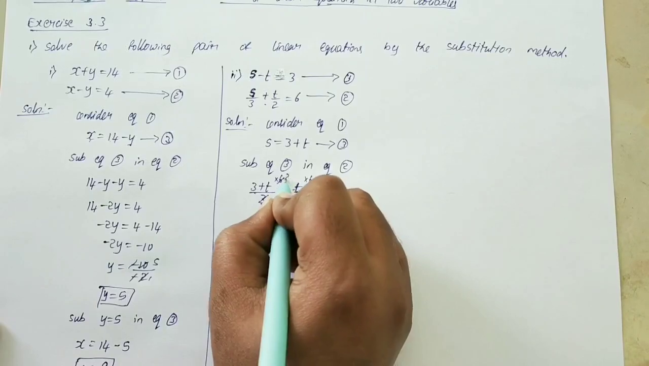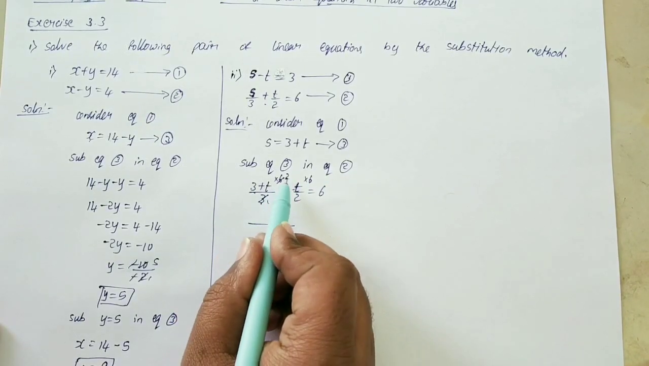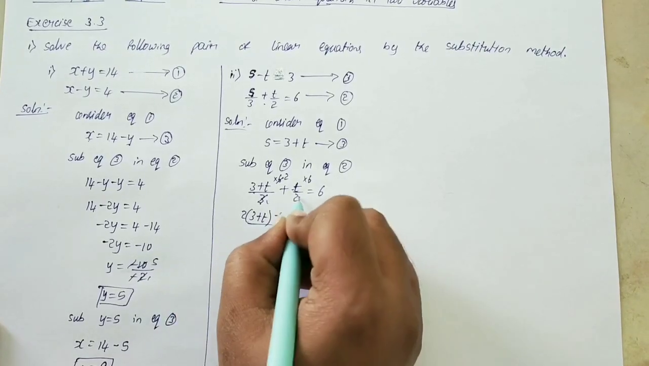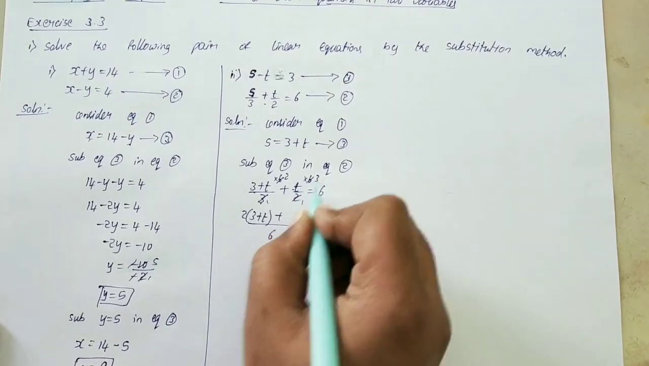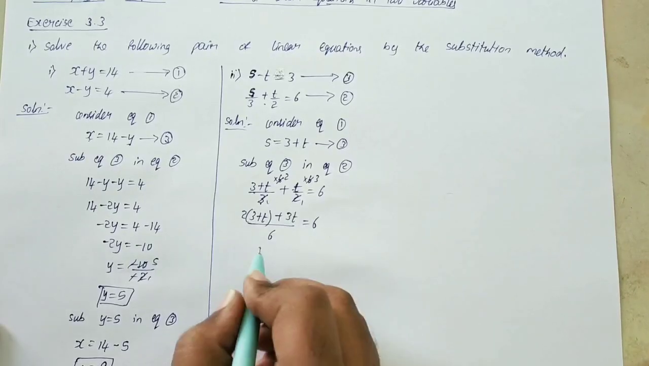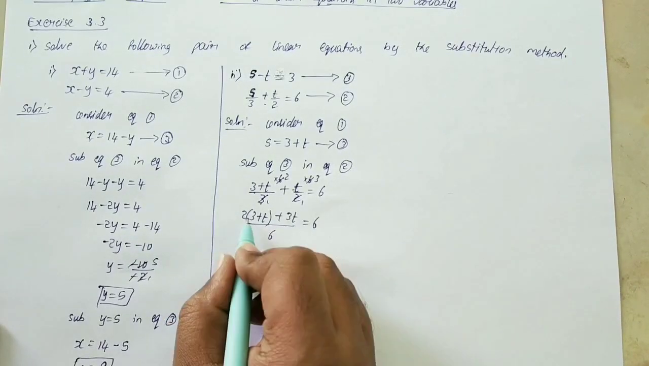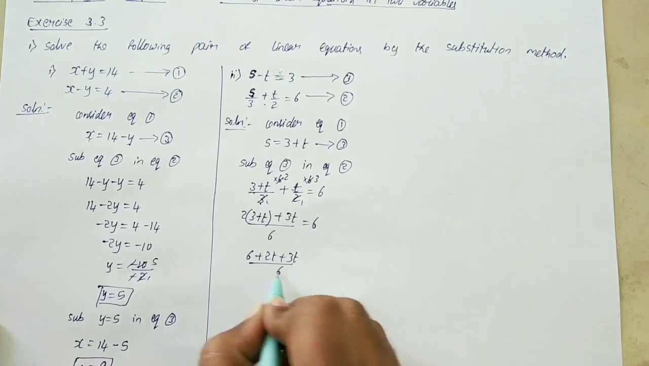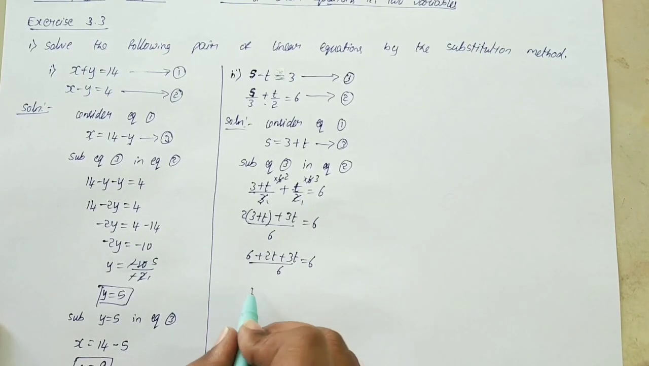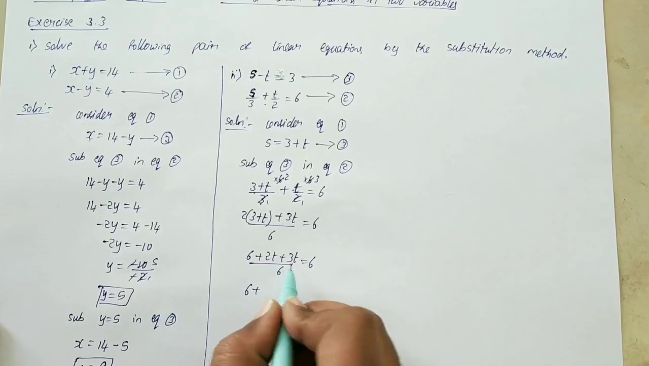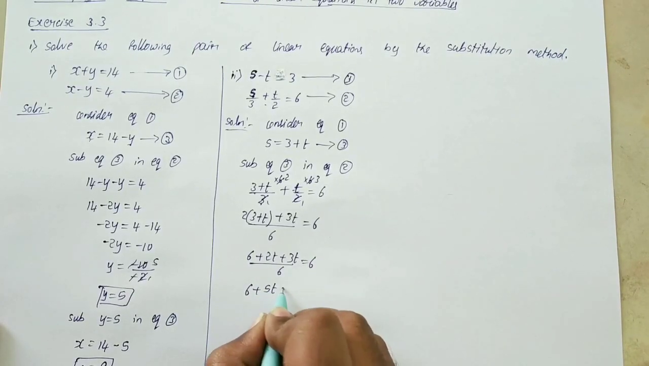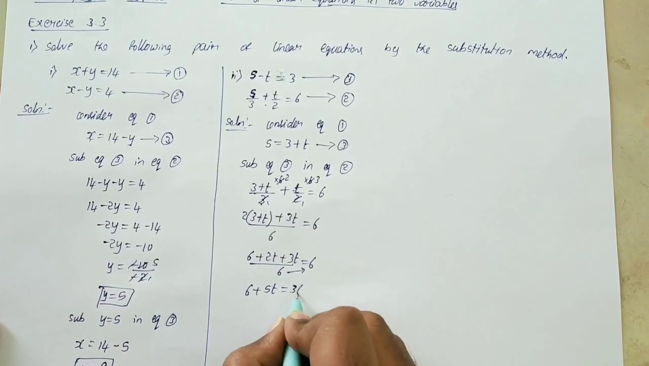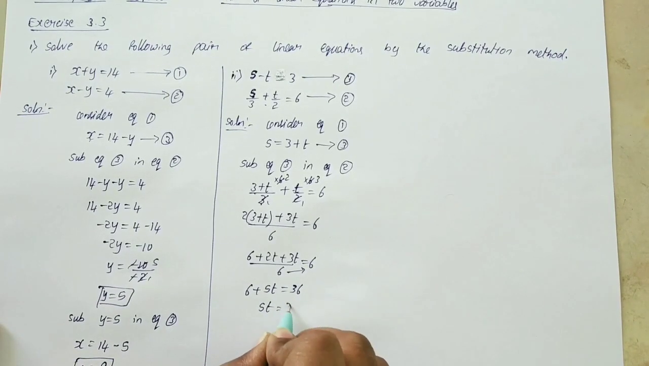3 twos are 6 and 2 threes are 6. Now we multiply 3 plus t with 2, so 2 into 3 plus t, plus 3 into t, 3t, is equal to 6. Now 2 threes are 6, plus 2t, plus 3t, divided by 6, is equal to 6. So 6 plus 2t plus 3t, 5t, is equal to, if I shift the denominator to the RHS, 36. Now 5t is equal to 36.